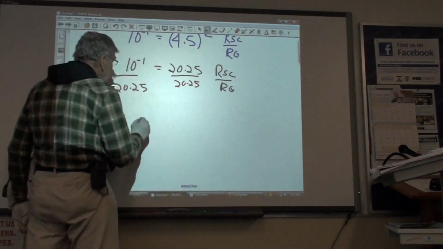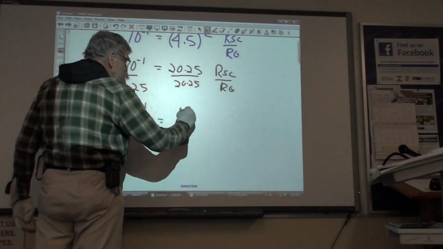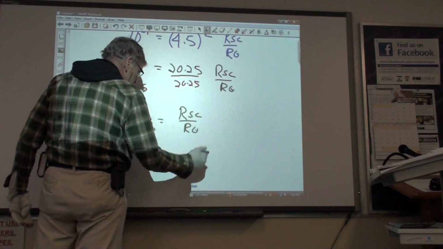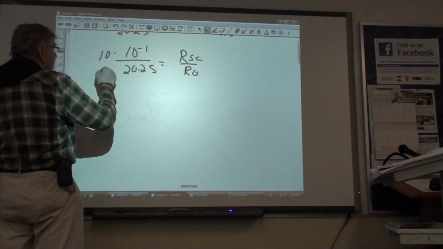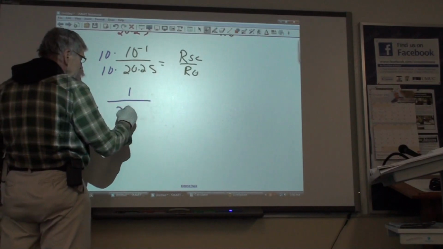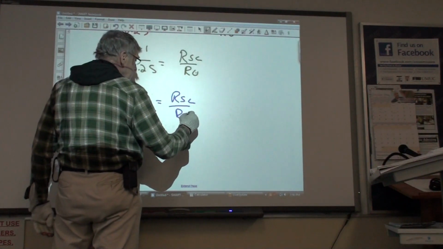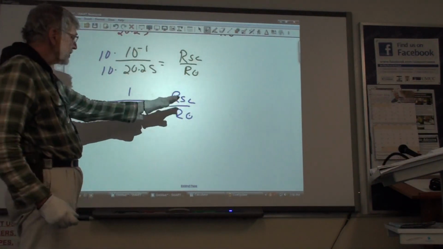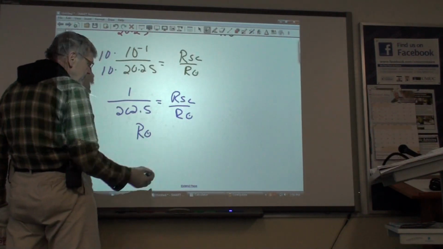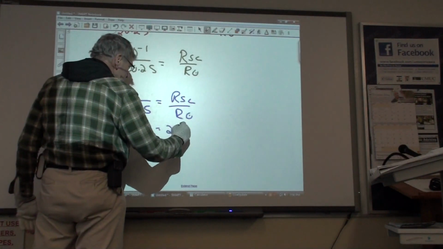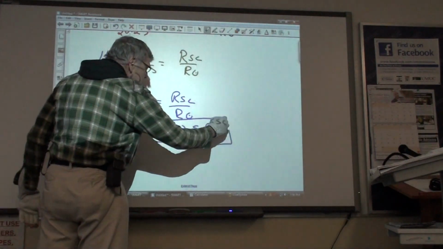And you find that 10 to the minus 1 over 20.25 is equal to the ratio, R_SC over R_sun. Now on the left side, to make things easier, you multiply the top by 10 and the bottom by 10, and you get 1 over 202.5 is equal to R_SC over R_sun. Now this is a proportionality, so cross multiplication is in effect. You cross multiply this way, and you get that the R of the sun is equal to 202.5 times the radius of this stellar companion.